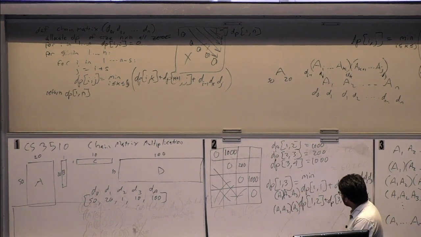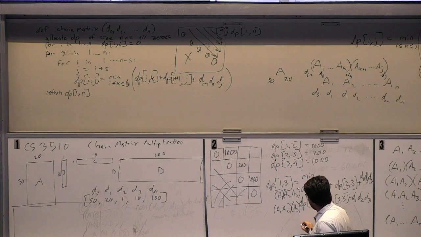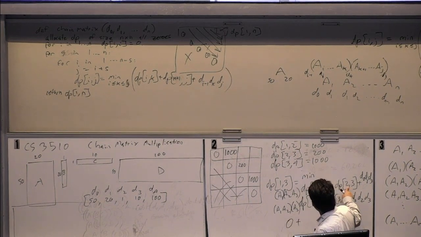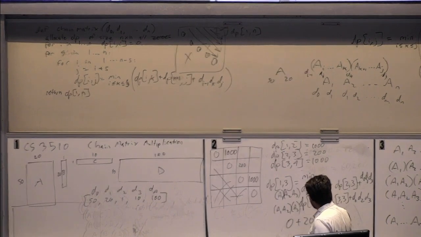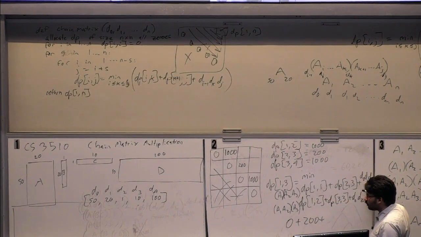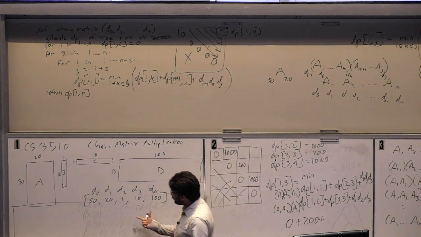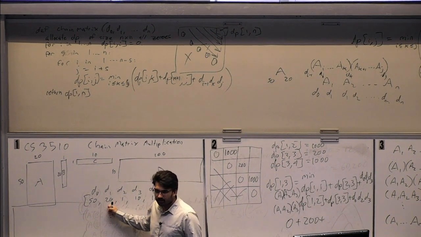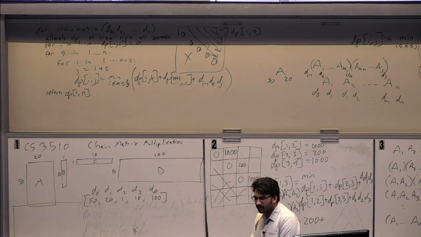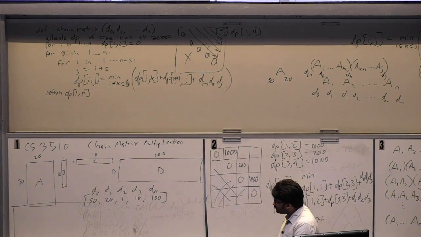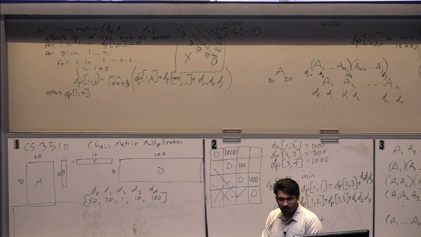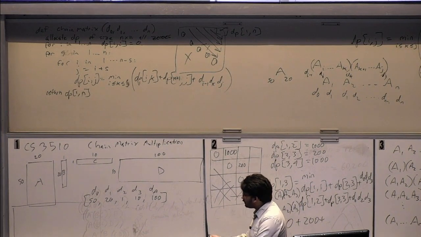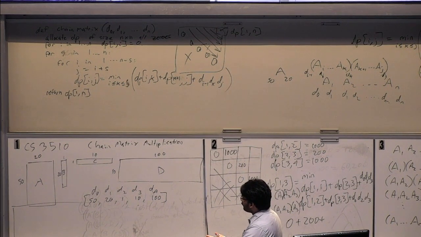So what is this one? dp of 1,1 is going to be 0 plus dp of 2,3, which is 200, plus d0, d1, d3, which is 50 times 20 times 10, which is 500 times 20. What's 500 times 20? Not 1,000, it's 500, yeah? Oh, 10,000, yeah, it sounds like 10,000. 50 times 20, let me do the math, let me make sure. If I have 50 $20 bills, 50 times 20, that's going to be 500 times 20, which is 1,000 times 10, which is 10,000.